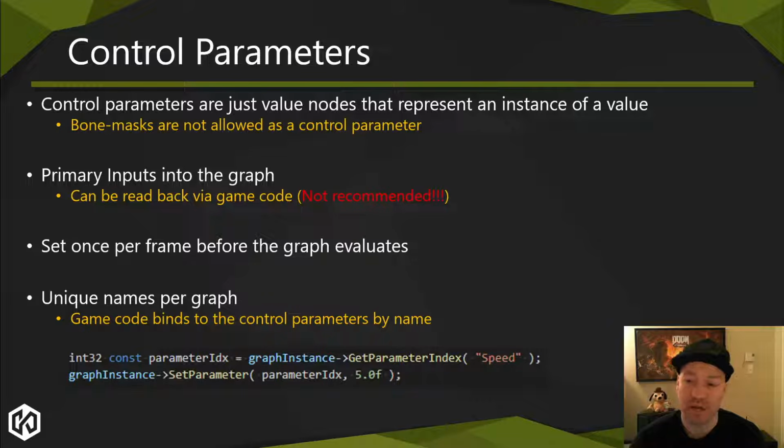They are unique names, and gameplay code basically binds to those parameters by name. So they have a graph instance, and they basically say, hey, I need parameter speed. And they get back an index, which they can cache, and then every frame, they can set the speed via that index.